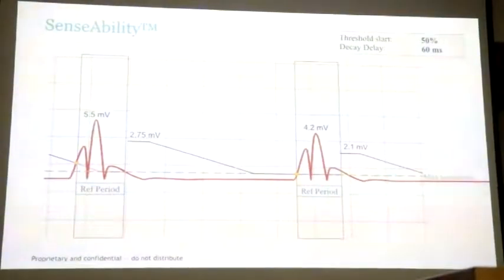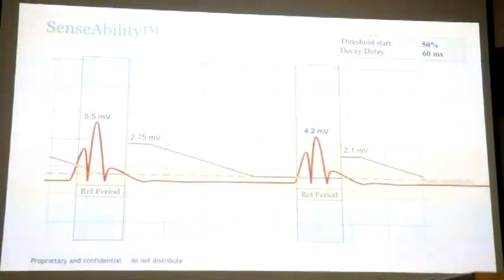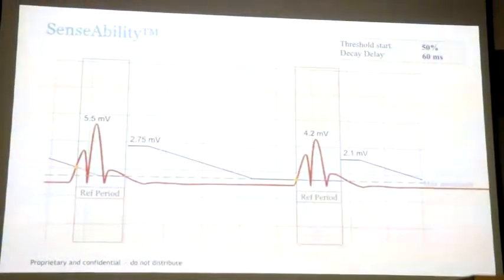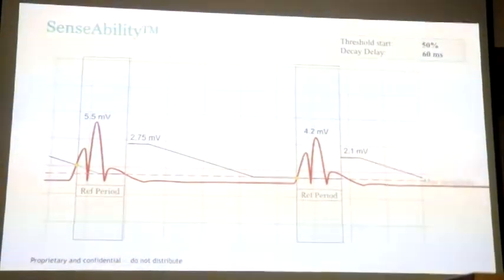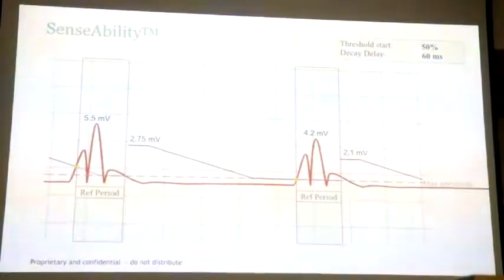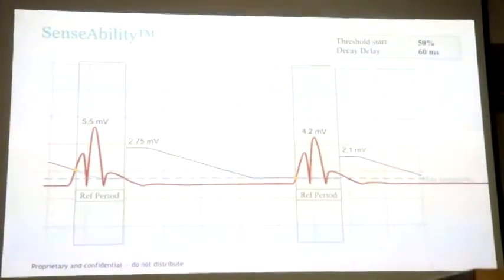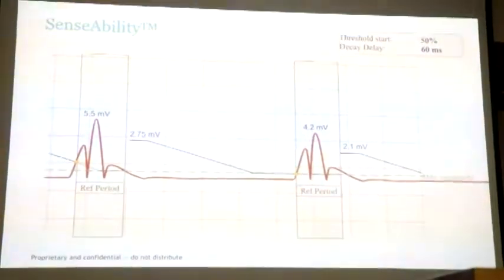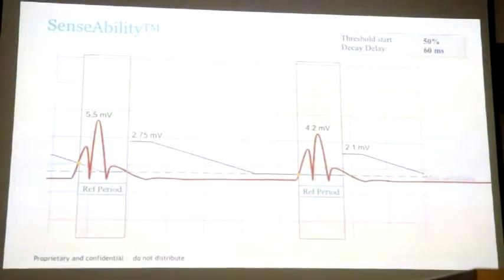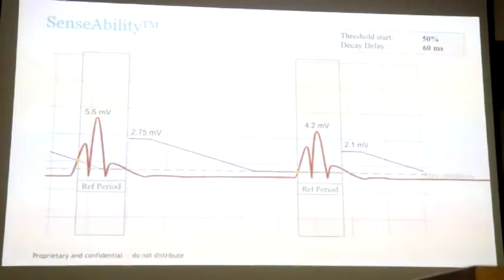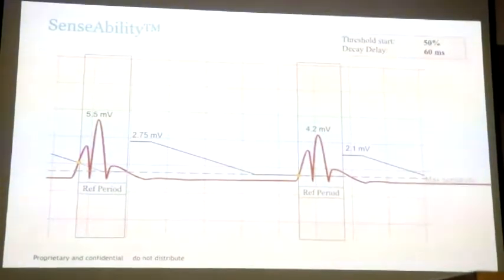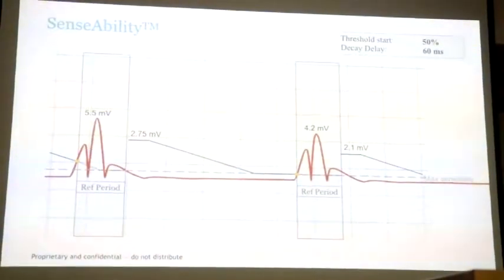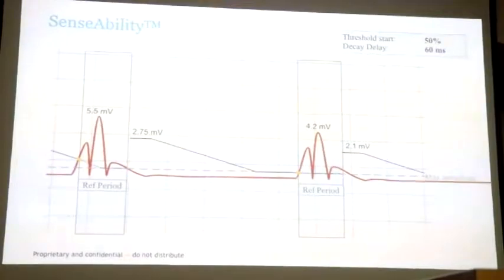During this refractory period, so this is the ventricular sense refractory period, the device measures the amplitude of the R wave, and then it sets itself to a percentage of this R wave. Nominally today it's 50% of the R wave. Then it can hold that 50% value. This is called the threshold start value, so the start of the threshold. So it's 50% of this R wave.